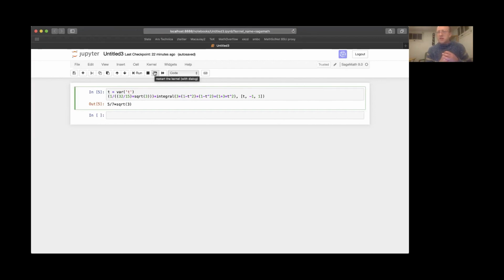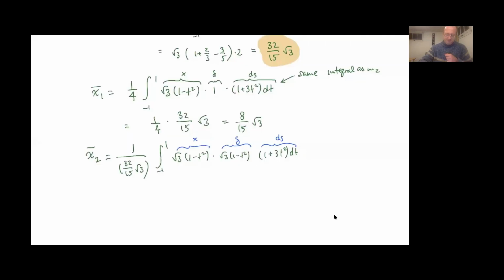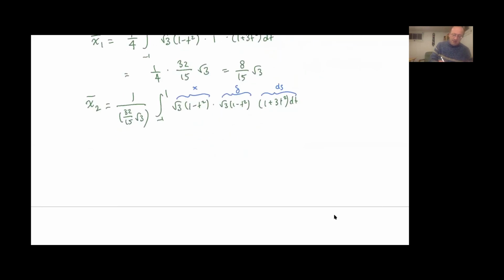Let's quickly run through the y coordinates of the centers of mass. We had a pretty solid idea what to expect there. So let's just run through it quickly and see what happens. With the constant density 1, the y coordinate of the center of mass is 1 over the mass times the integral from -1 to 1 times y, which is t, times 1 minus t squared times 1 plus 3t squared dt.